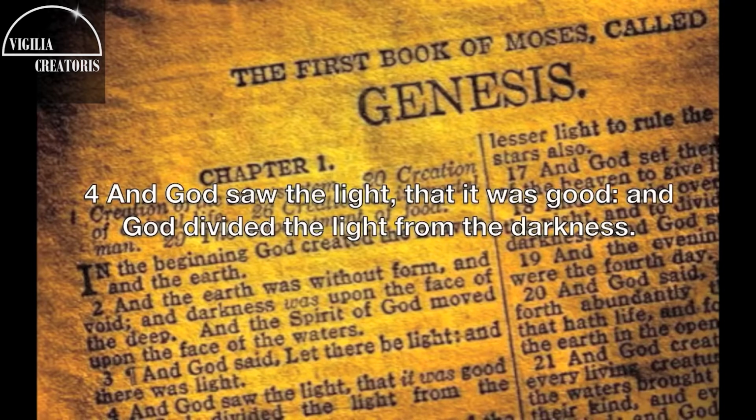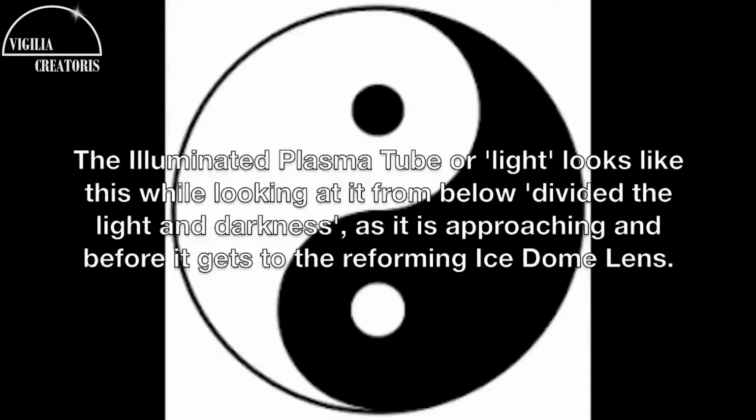Verse 4: And God saw the light, that it was good, and God divided the light from the darkness. The illuminated plasma tube or light looks like this while looking at it from below. Divided the light and darkness as it is approaching and before it gets to the reforming ice dome lens.